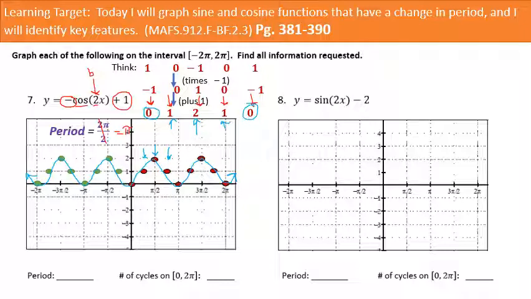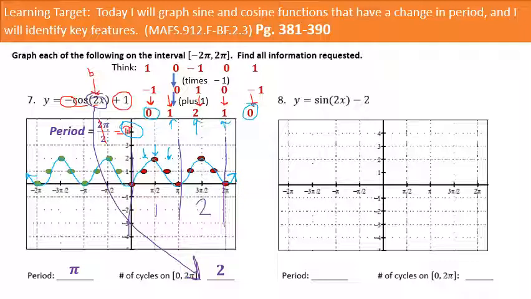What's our period? Period's pi. How many cycles are we going to see here? All right, let's look at this. Starting at 0, there's 1 pi, 2 pi. 2 distinct cycles. Mr. Weber, I didn't have to do that because you can just look at this value right here. Exactly right, generic student, exactly right.